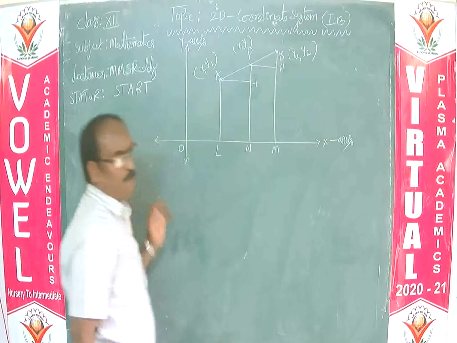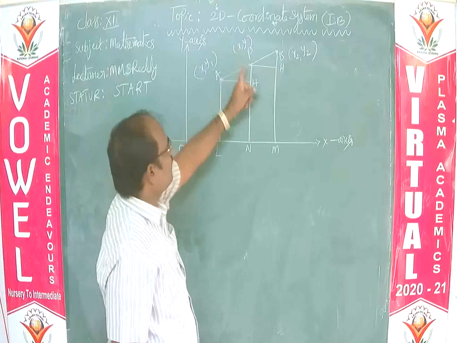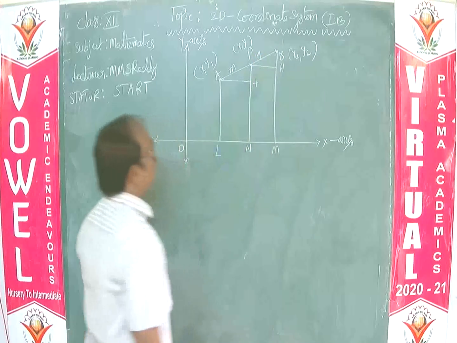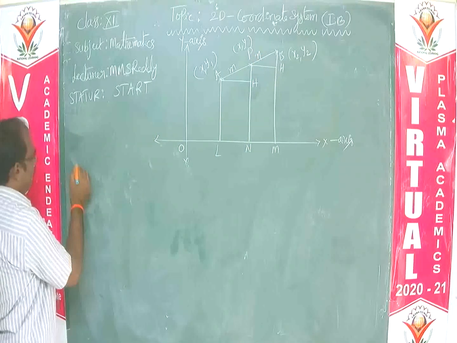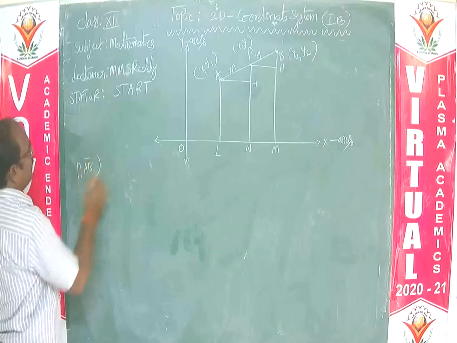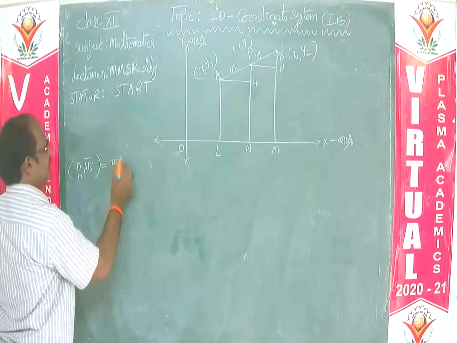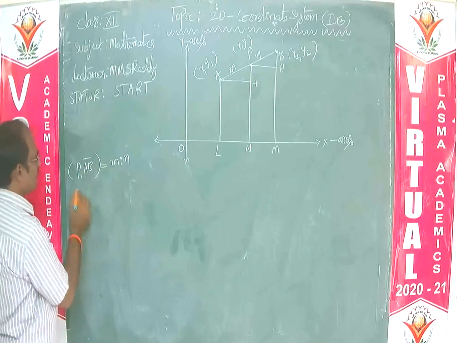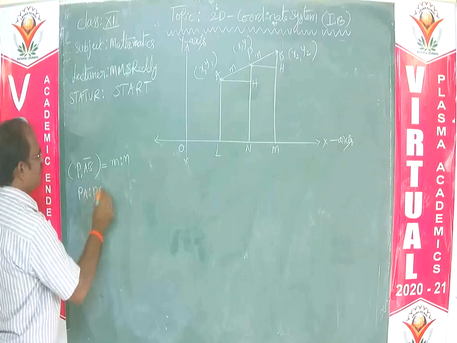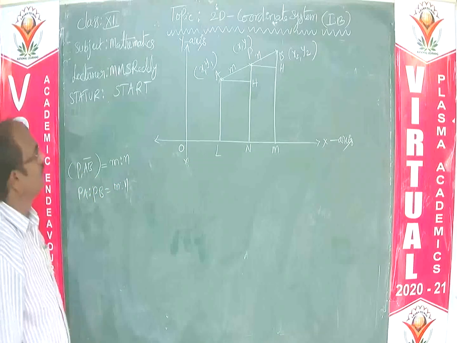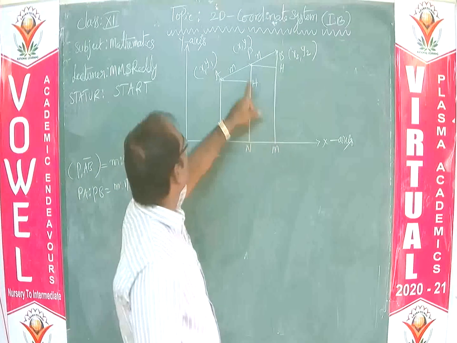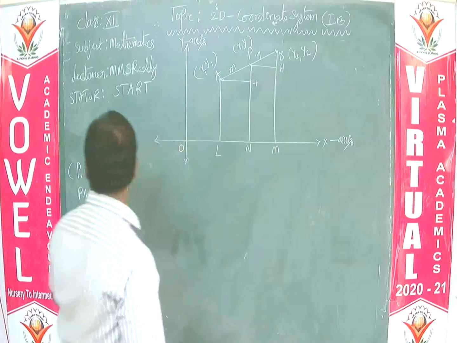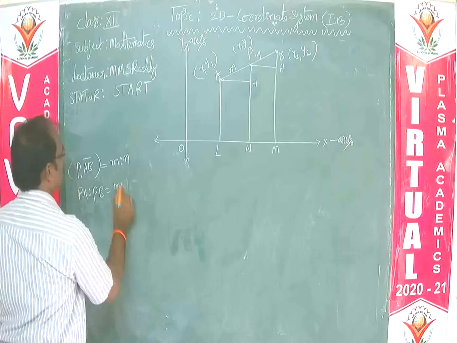Line segment AB, let P be a point with coordinates (x, y) on line segment AB. Let P divide AB in the ratio m is to n. P dividing AB in the ratio m is to n is denoted by the ordered pair P of A comma B. That means PA is to PB is equal to m is to n. The ratio of the distances from P to the initial point A and from P to the terminal point B, PA is to PB is equal to m is to n.